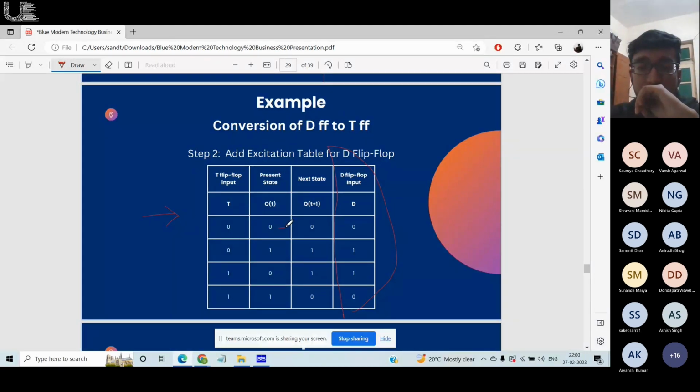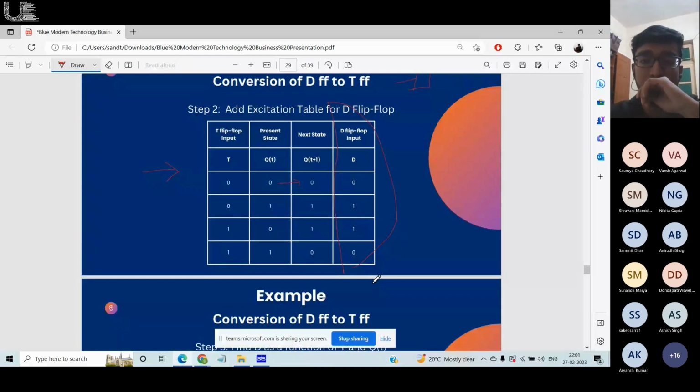You check QT changes from 0 to 0, QT plus 1. So what should my D be for that? If I had a D flip-flop, for the state to change from 0 to 0, my D should have been 0, obviously. Again, if my QT is 1 and QT plus 1 is 1 again, then D should be 1, because whatever the input is, QT plus 1 becomes equal to D, as we studied in the D flip-flop. Same here: if I had 0 and the next state is 1, again I'll have a 1 for D as input. This is exactly how you make this table, and this is called an excitation table.